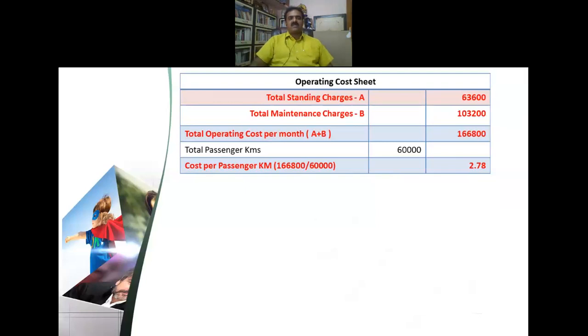So to calculate cost per passenger kilometer, we have already calculated the total passenger kilometers, which comes to 60,000. Therefore, cost divided by number of passenger kilometers, you will get 2.78. So per kilometer per passenger, the cost is 2 rupees 78 paise. If the cost is 2 rupees 78 paise, what would be the bus fare? As per the condition, you need a 20% profit on takings. You need to add 20% on takings, not on the cost, on takings.